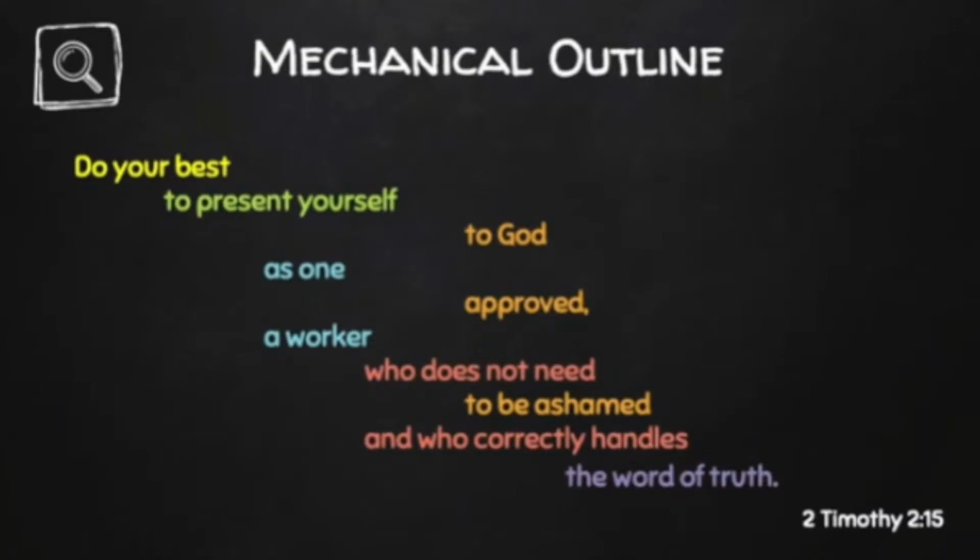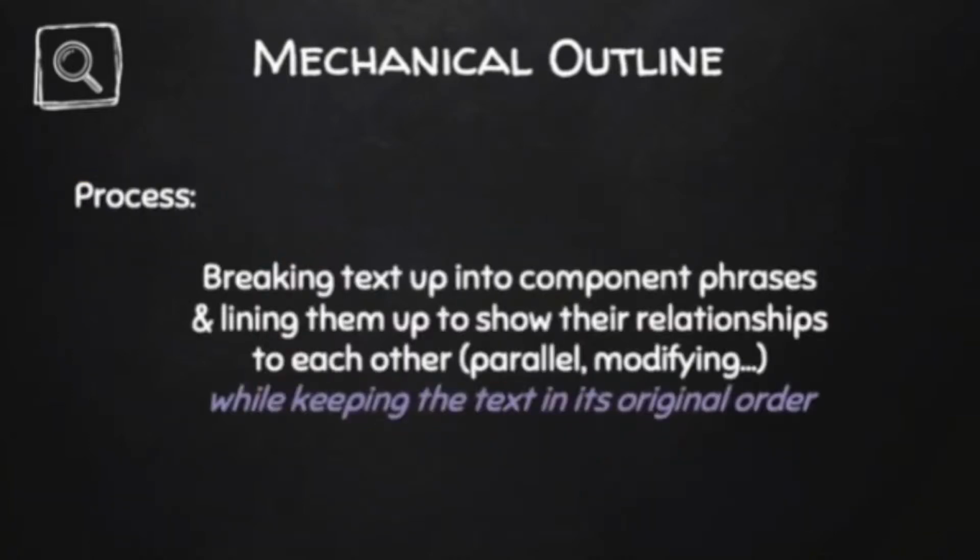You can see that what you're doing your best to do is to present yourself as one who's approved, as a worker, and that worker is somebody who does not need to be ashamed, who correctly handles the word of truth. And also, who are you presenting yourself to in this way? It's to God. So it just helps you see some of the connections in the passage.